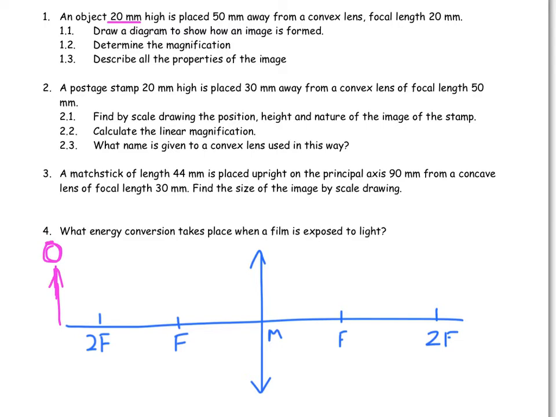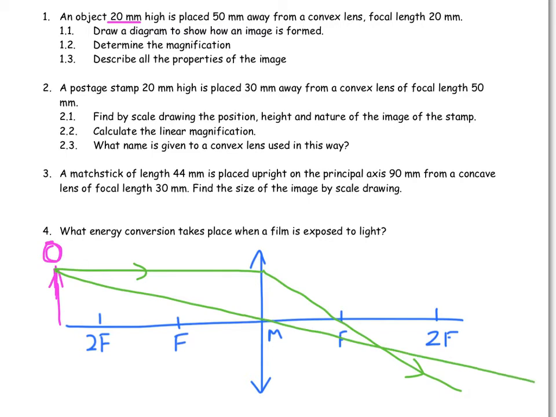Then you have to take a ray from the top until it hits the lens. Put an arrow on. Go through F, put an arrow on. Take another one from the top of the object all the way through M until it crosses. Then you've got an image which is inverted and diminished and real. So determine what are the properties: inverted, diminished, and real. And then it says determine the magnification.